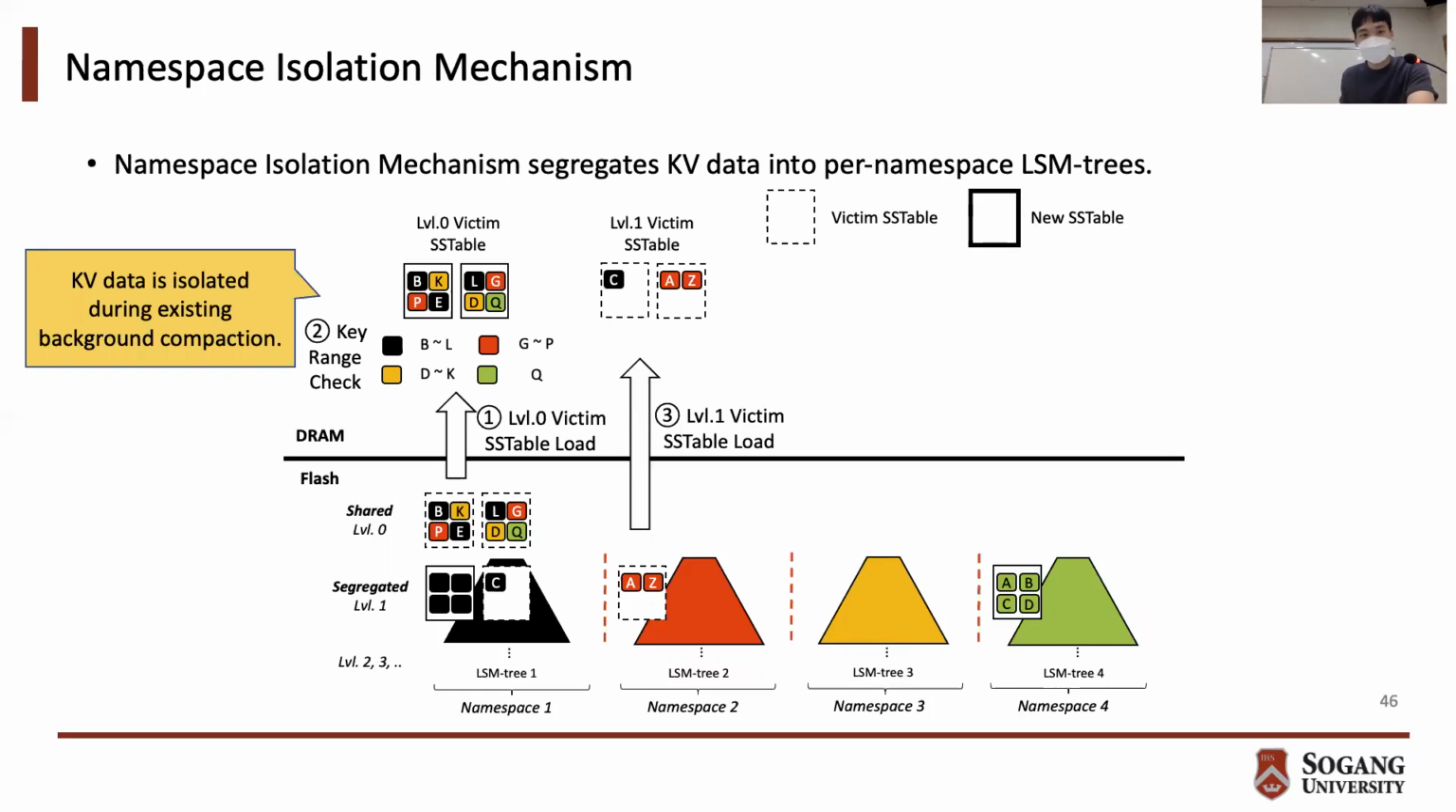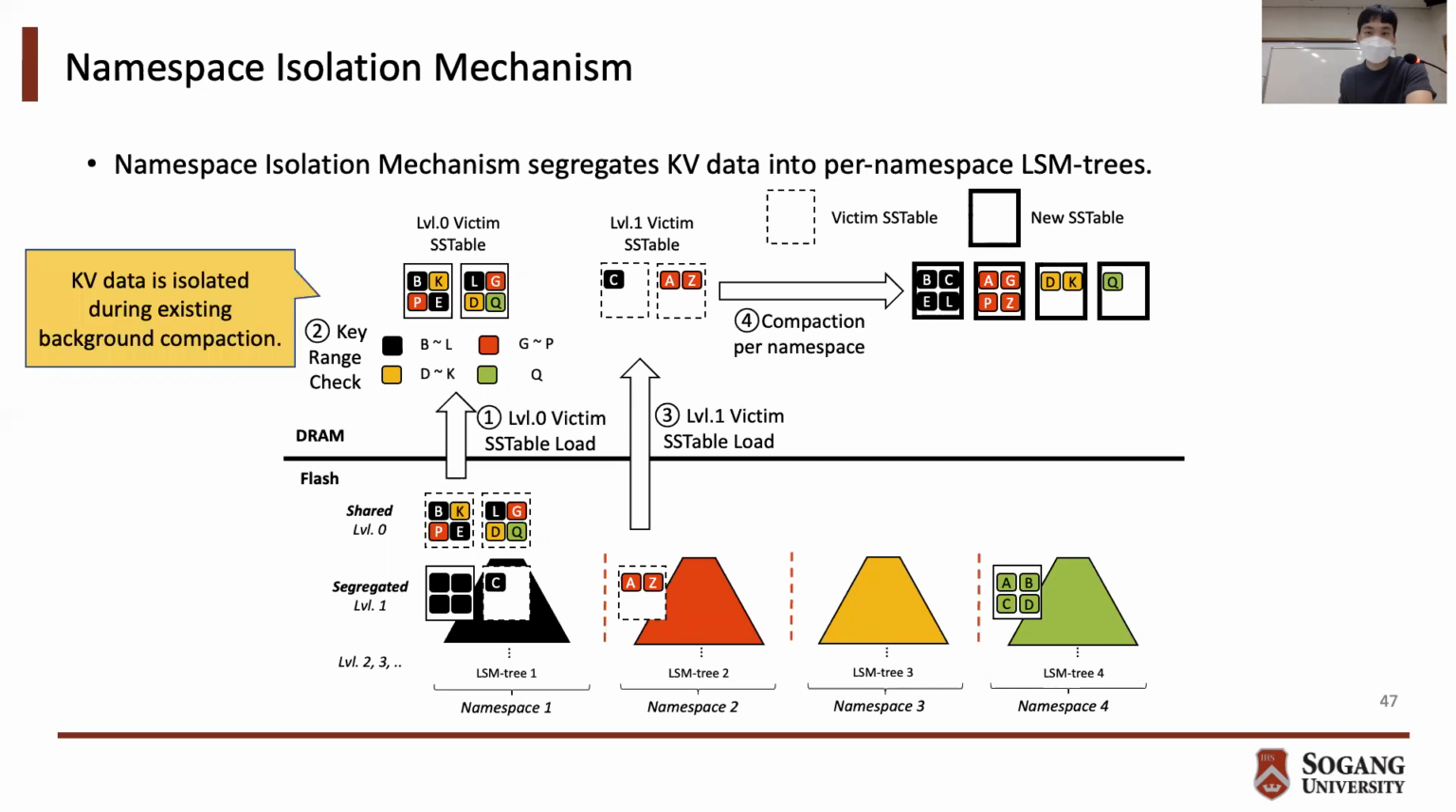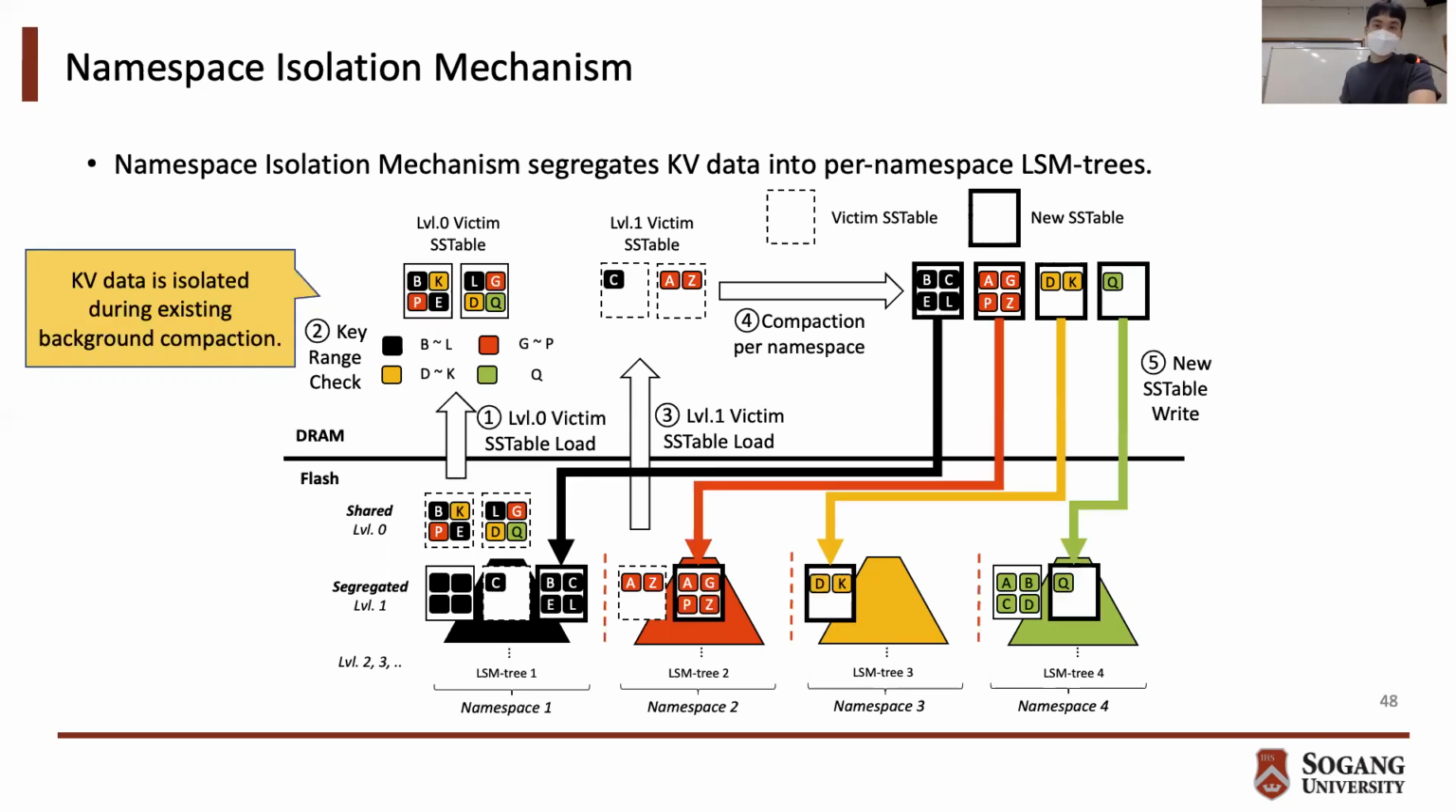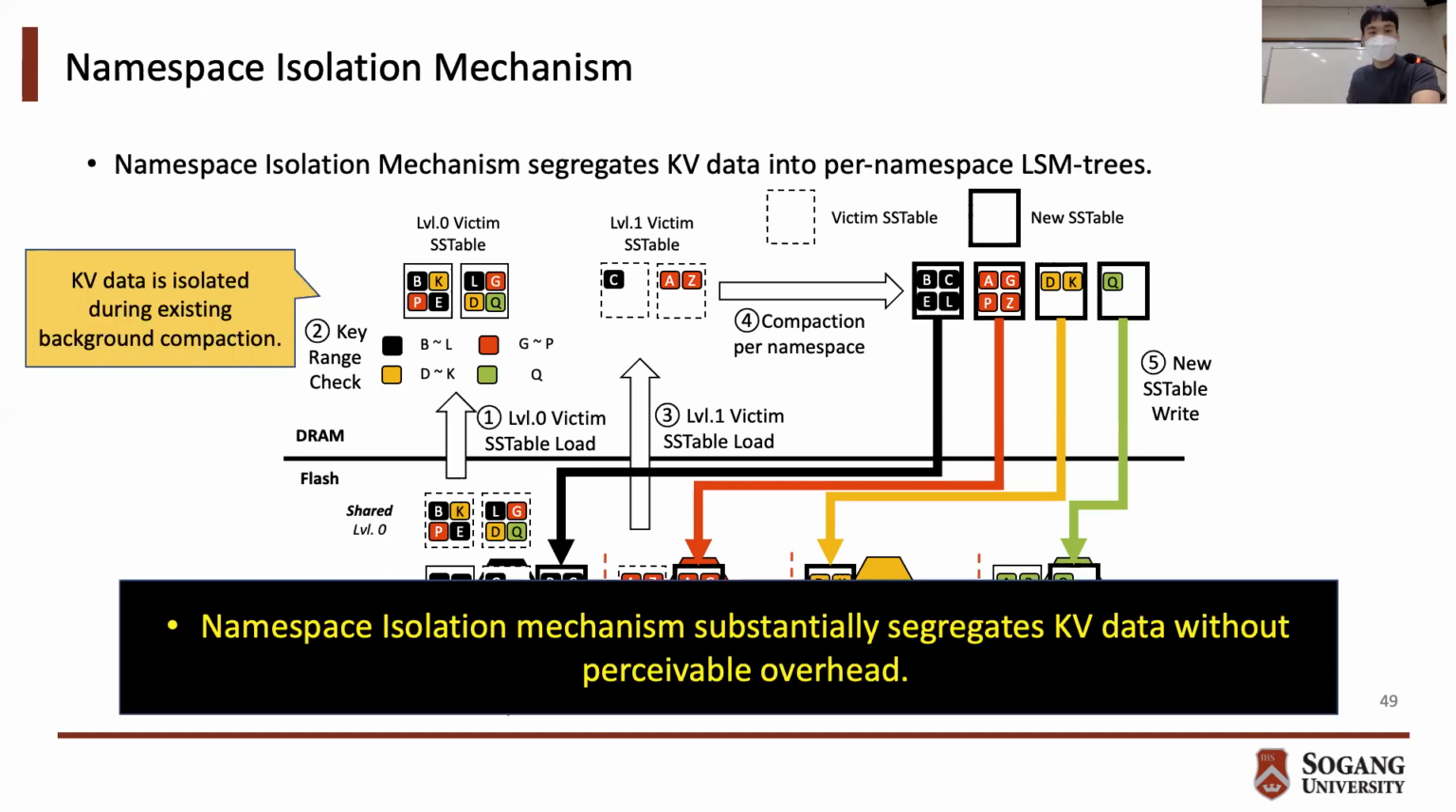Then ISO key value SSD reads the L1 victim SS table for merge. And during the compaction process, it segregates key value data into independent SS tables based on namespace. Then they are stored in the per namespace dedicated LSM tree. Because this mechanism aligns with existing background compaction, it segregates key value data without huge overhead.